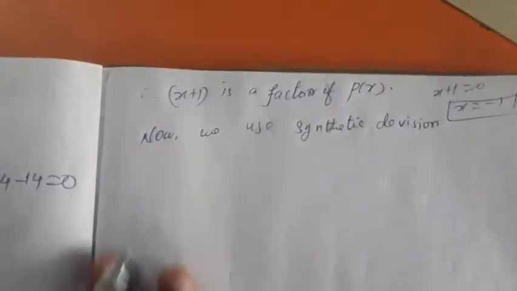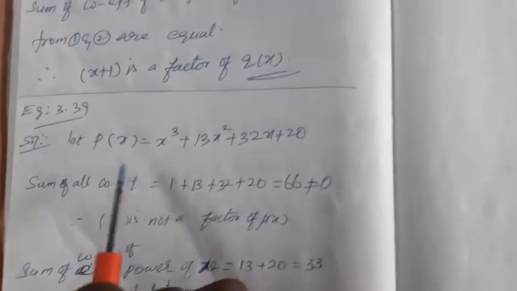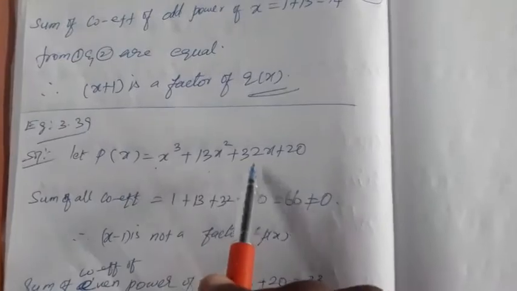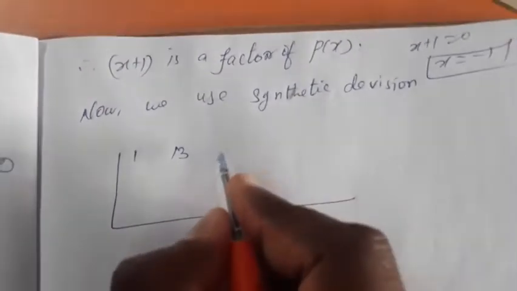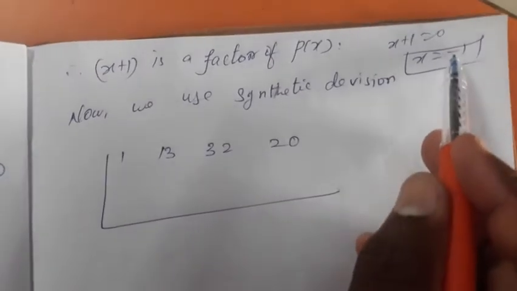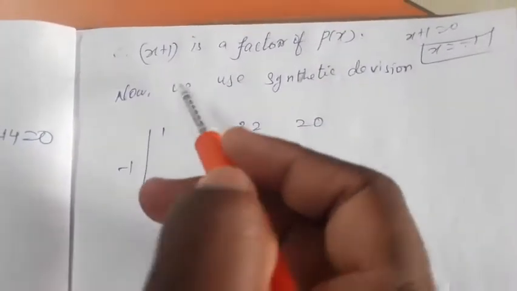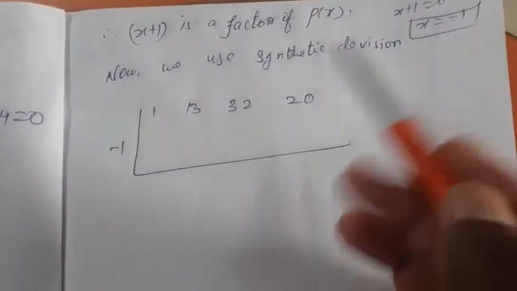It is the same process as how we use synthetic division. Take the coefficients of p of x: 1, 13, 32, 20. Write them down: 1, 13, 32, 20. The divisor of this factor is minus 1, so we substitute x value minus 1.